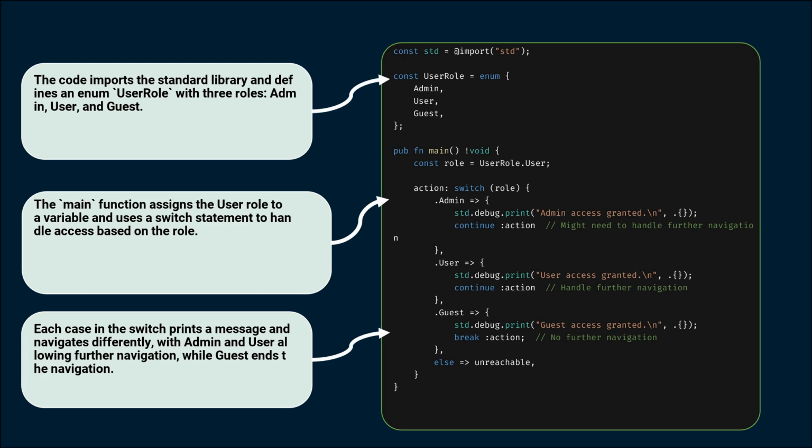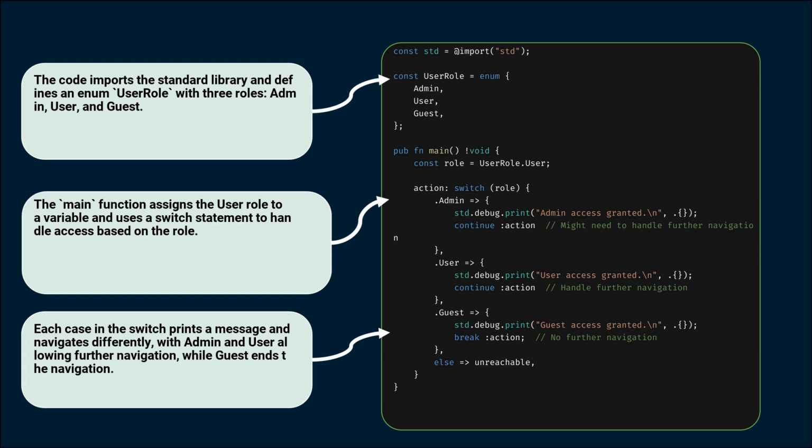For the admin and user roles, we print a message confirming access and use the continue keyword. This allows us to revisit the action switch in case we need to handle further navigation options. Conversely, for the guest role, we print a message and use break, indicating that no further navigation is needed. The inclusion of the else equals unreachable clause serves as a safeguard, ensuring all possible cases are accounted for, thereby reinforcing the principle of exhaustive switching.